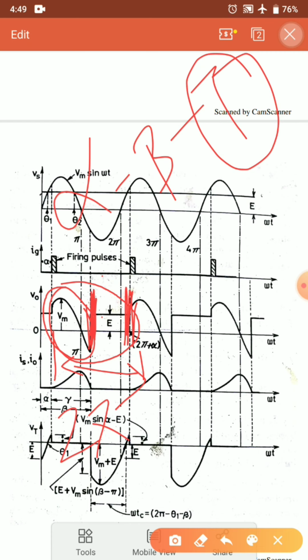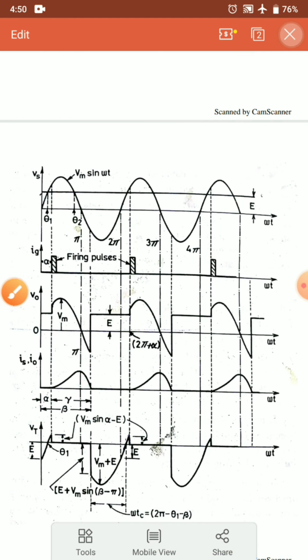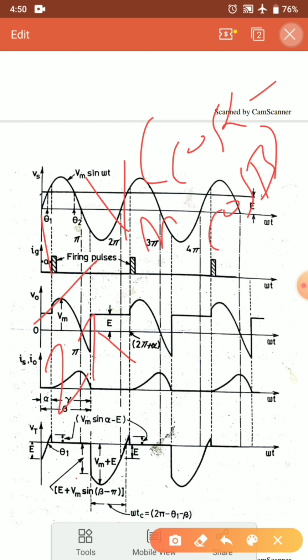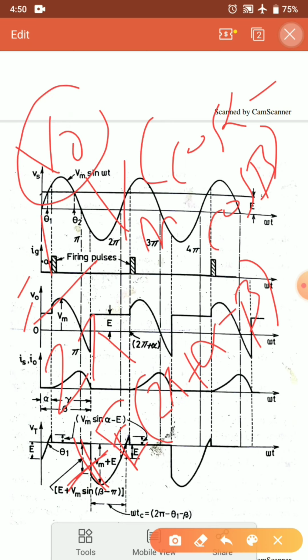To find this gap, what I have to do? I have to write 2 pi plus alpha minus beta. That is why I am getting the previous expression. Now solving that, I get 1 by 2 pi Vm cos alpha minus cos beta. This is the component because of my thyristor, and because of the battery, the component that I am getting is 2 pi plus alpha minus beta plus E into 2. This is the value of my V0, average voltage.